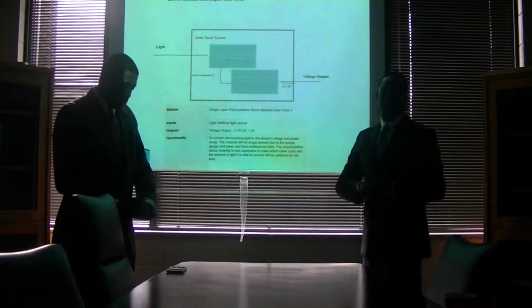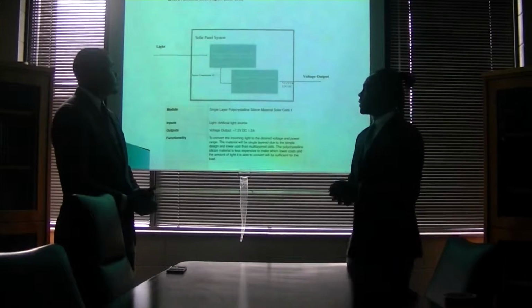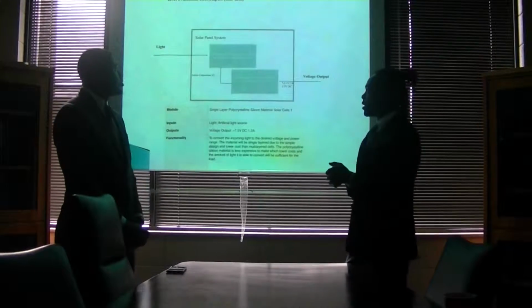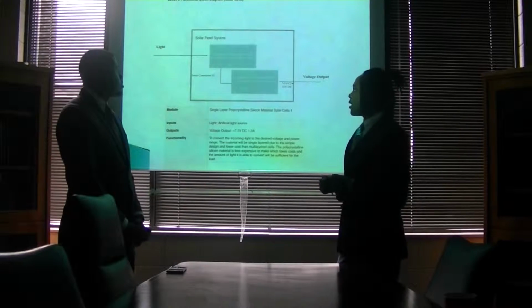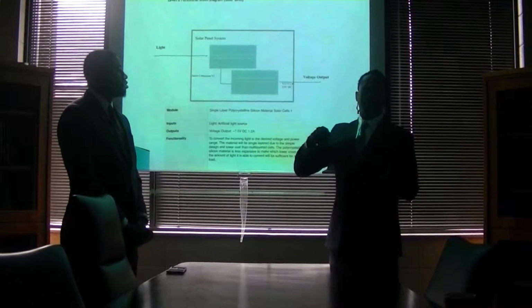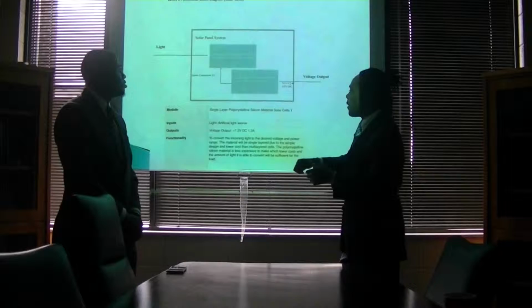Here you see is our level 2 functional block diagram. It's more detailed than our level 1. You can see the light coming in. For our solar panel system, we're going to use single layer polycrystalline silicon material, which is going to be most efficient for our project, both cost-wise and power-wise.